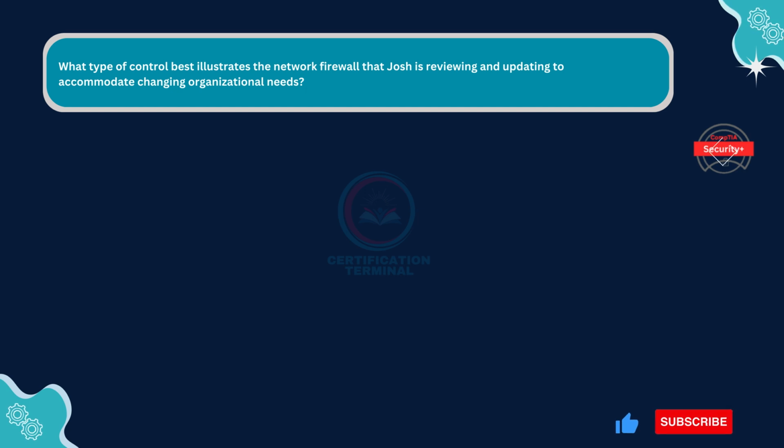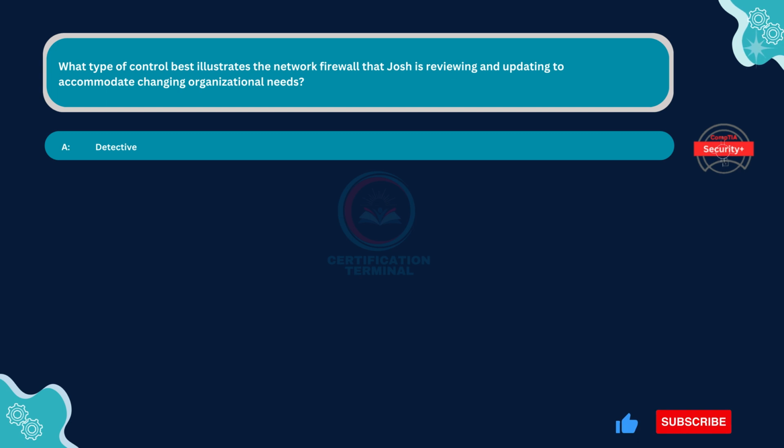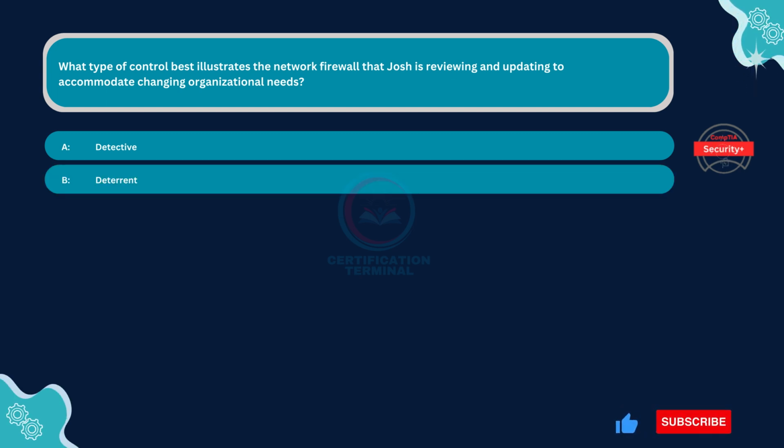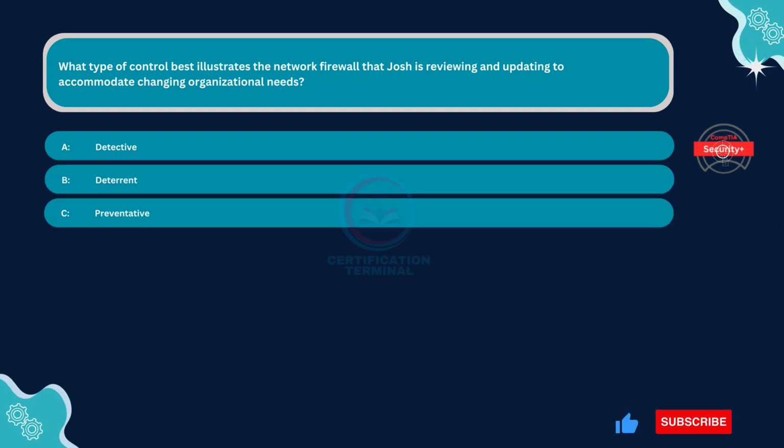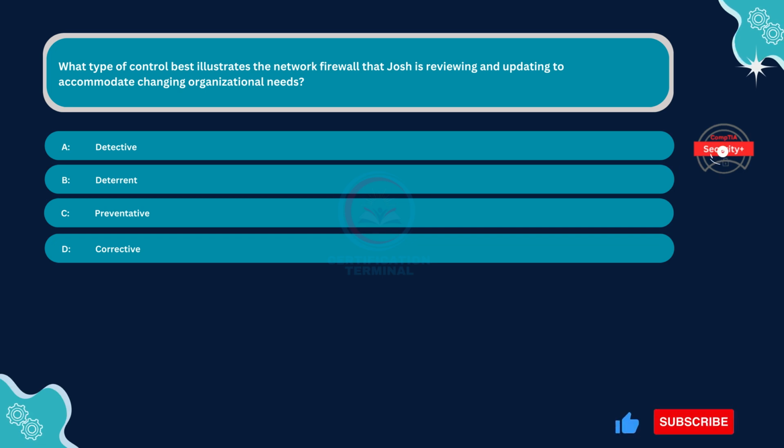Next question. What type of control best illustrates the network firewall that Josh is reviewing and updating to accommodate changing organizational needs? Option A, detective. Option B, deterrent. Option C, preventative. Option D, corrective. The correct answer is Option C, preventative.